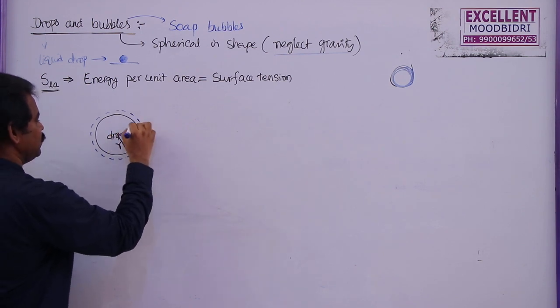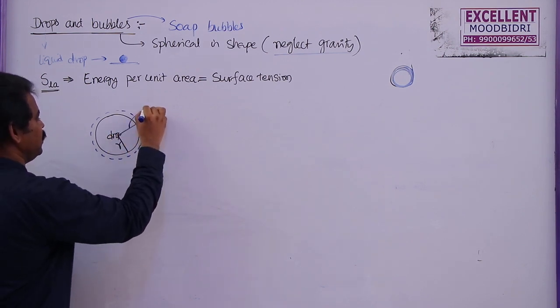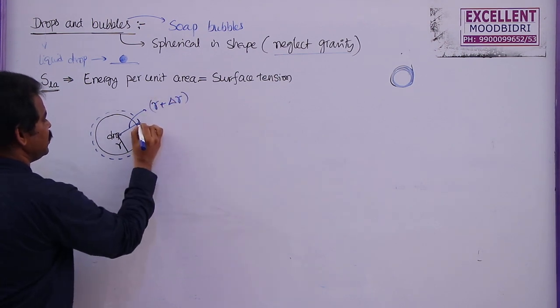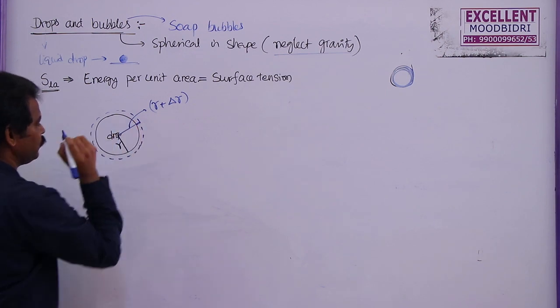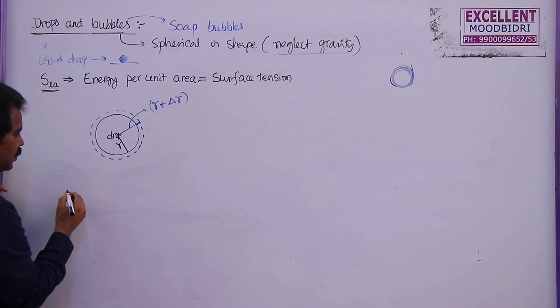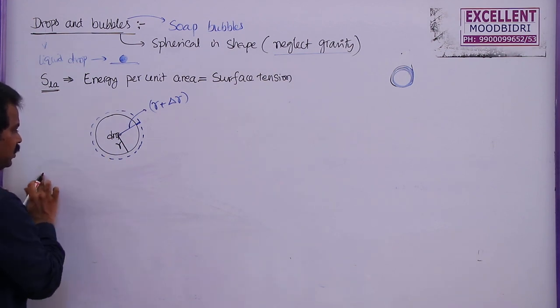And this one becomes the new radius, r plus dr, where dr is the change in the radius of this drop. From this we can write what is the work done.